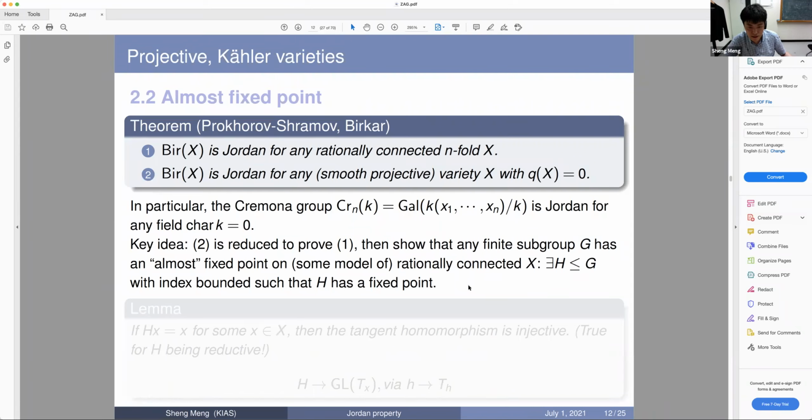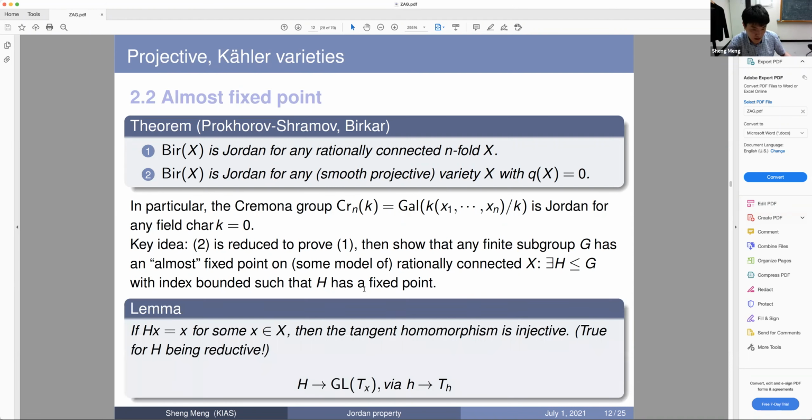And for our purpose, we only need this very simple argument here. If H is a group fixing some point x in X, then we consider the tangent homomorphism, which sends h to the tangent map. This is a group homomorphism, and one can show that it is injective. This result is actually true when H is a reductive group, not necessarily connected. Okay, we will use this lemma later.